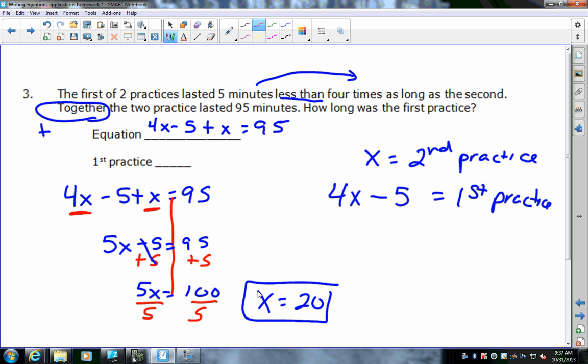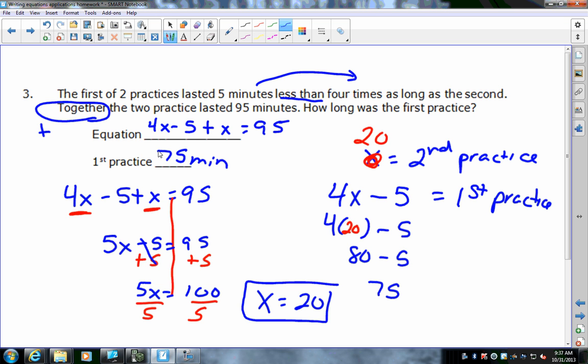Is that what I'm looking for? No, 20 is the second practice. The first practice is 4 times 20 minus 5. So I have 80 minus 5. So the first practice is 75 minutes.